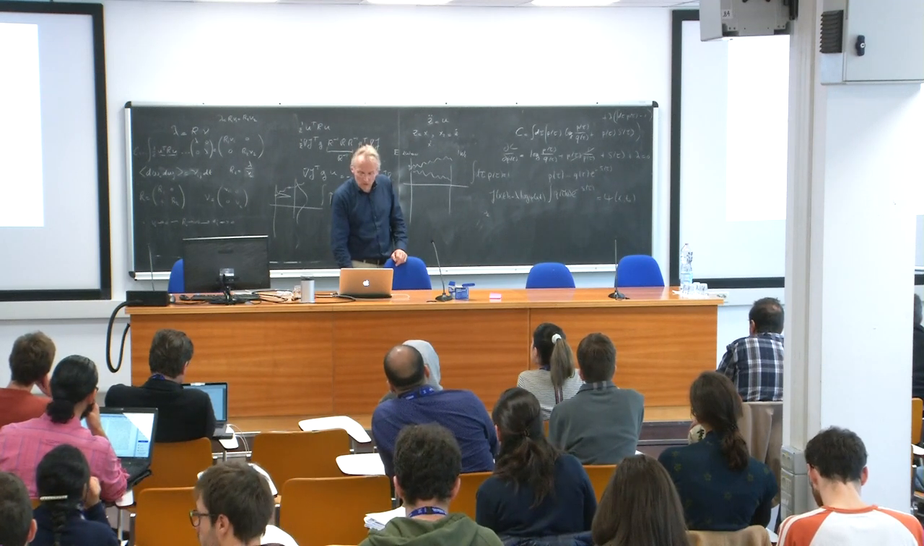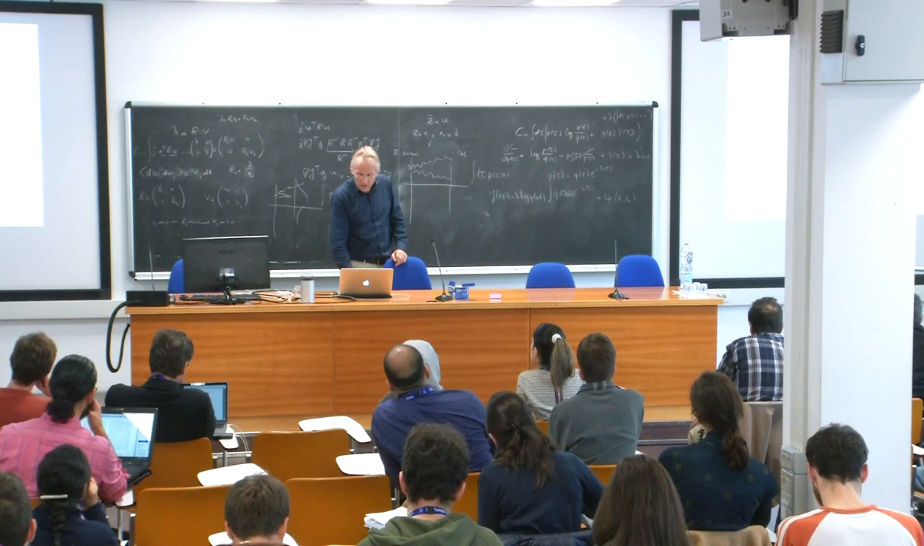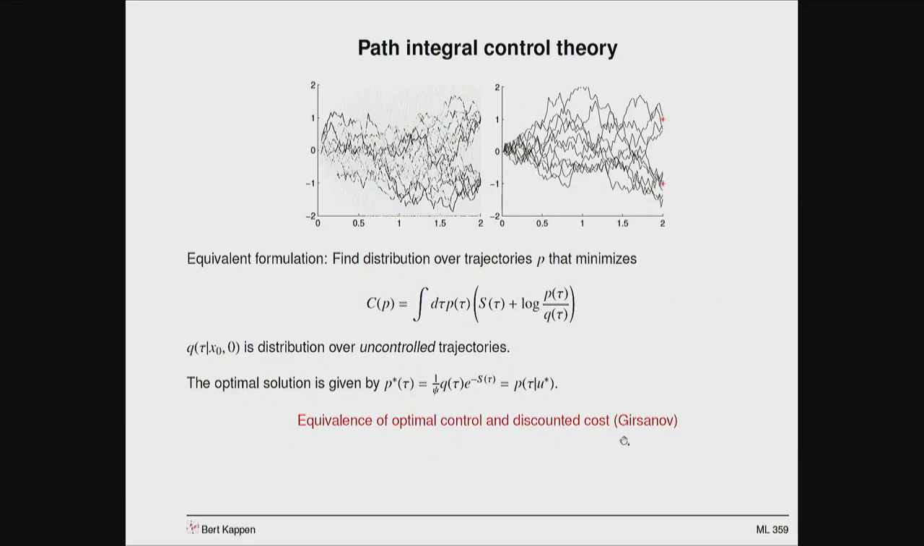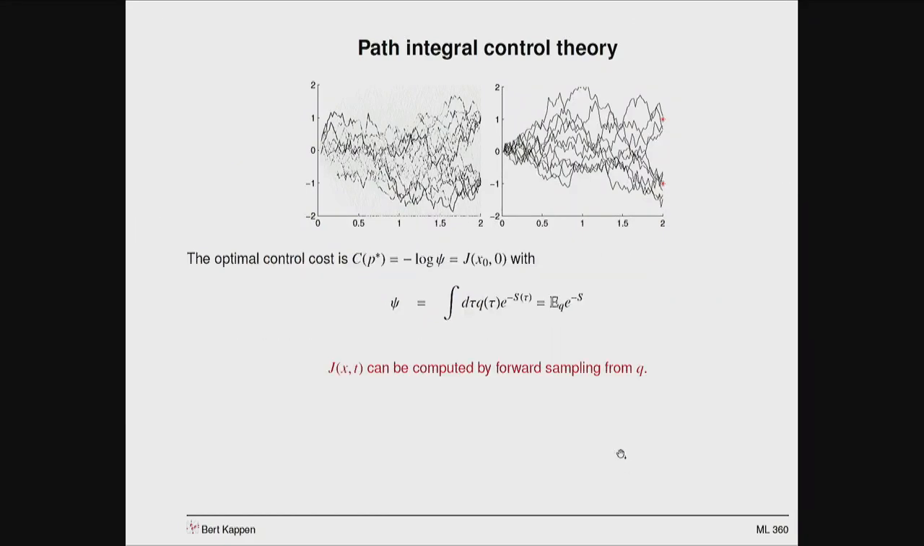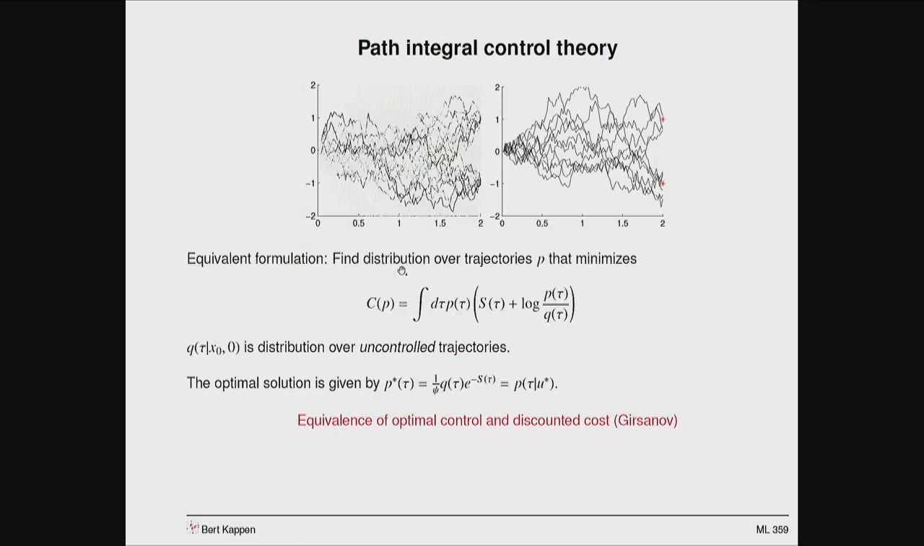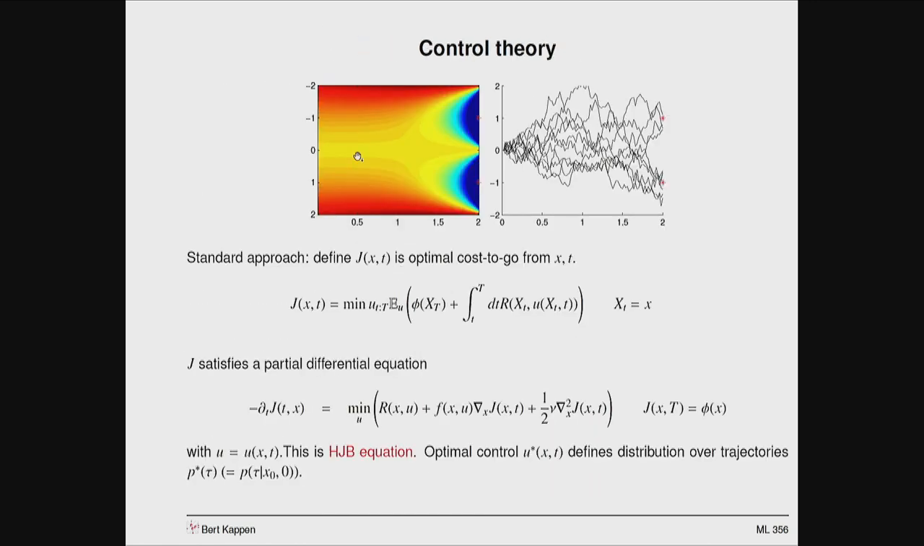Okay, so this is the essence of this path integral control method, and this is known in the math literature as the Girsanov theorem. Okay, so we can compute it by sampling. So let me give you an example. Here's the same example, and now I'm going to look at the solution for different values of J. I already showed it to you. It was this thing, but now I can take different cuts at different times through here.